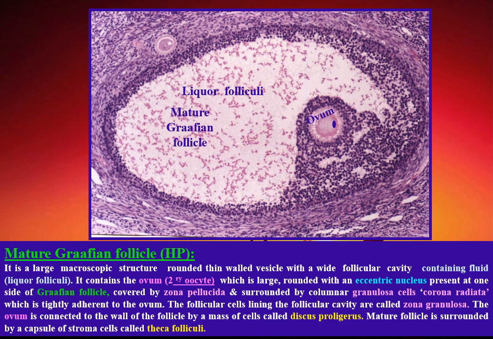follicle, covered by the zona pellucida and surrounded by columnar granulosa cells, the corona radiata, which is tightly adherent to the ovum. The follicular cells lining the follicular cavity are called zona granulosa. The ovum is connected to the wall of the follicle by a mass of cells called discus proligerus. Mature Graafian follicle is surrounded by a capsule of stroma cells called the theca folliculi.